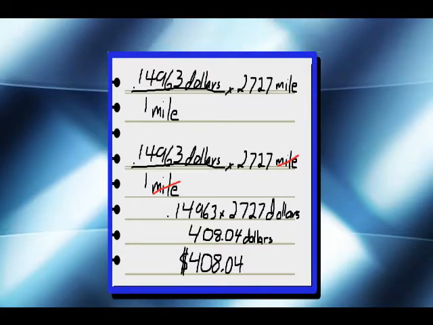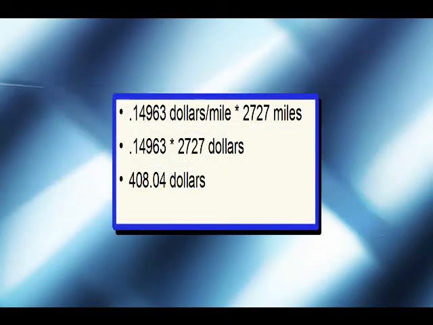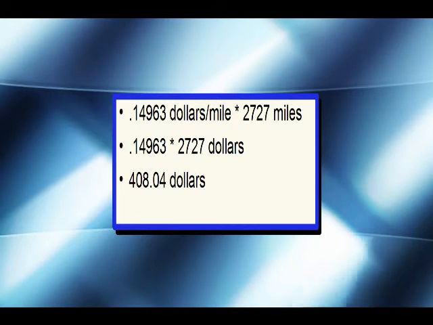With the hand drawing, you can see that the miles is on the bottom on the left side and on the top at the right. I will cancel out my miles, leaving only a unit of dollars. I will now multiply these values to get an answer of $408.04, which I see is one of my available answers.